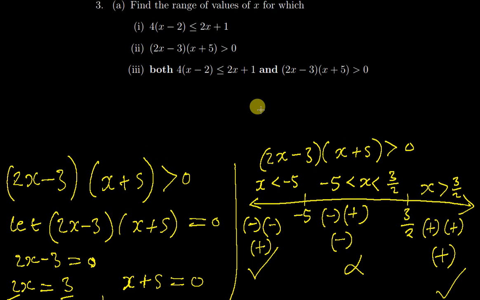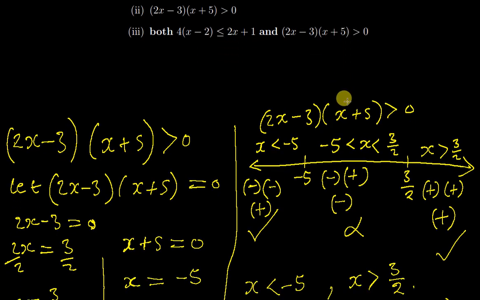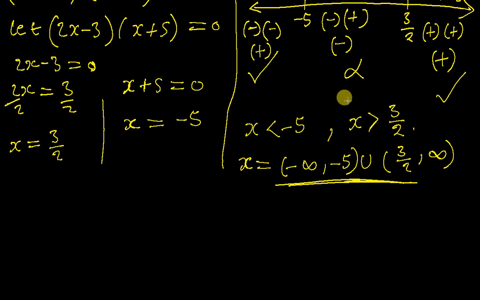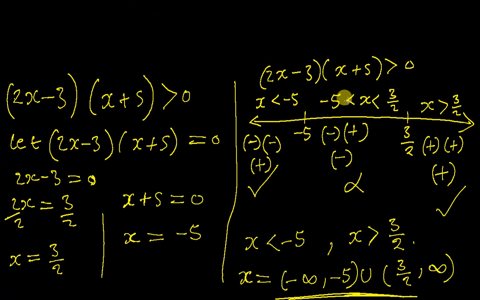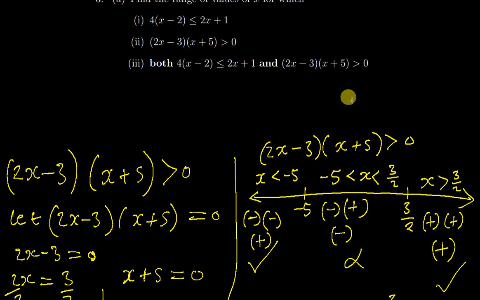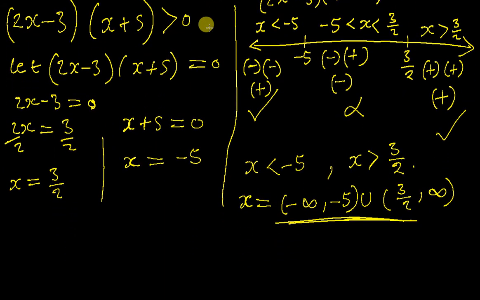So let's quickly move on to the next question. The next question wants us to combine this question and that question. They want us to find the solution set for this one and that one. So how do we do that? Remember our first answer that we found, if I remember very well, was x less than or equal to 9/2. Yes, so the first answer.